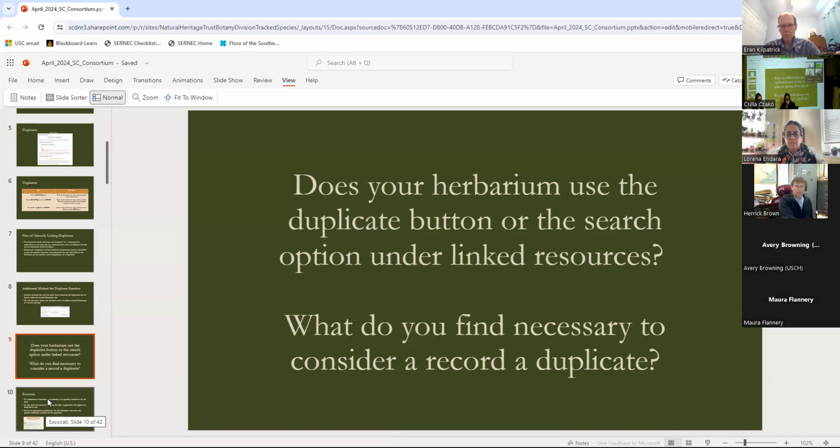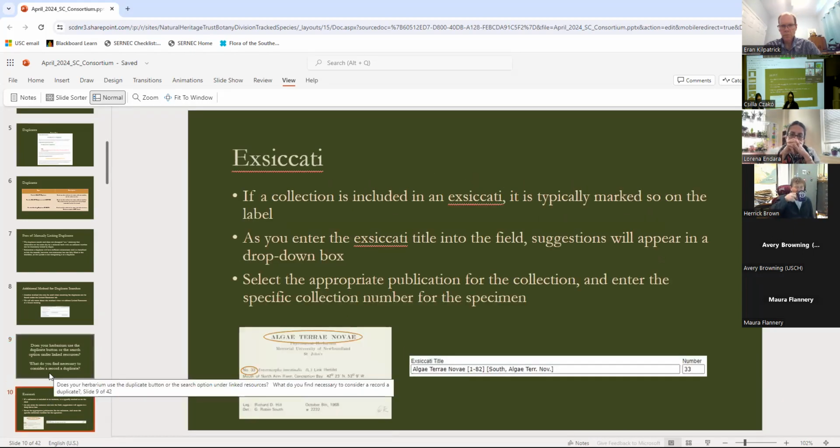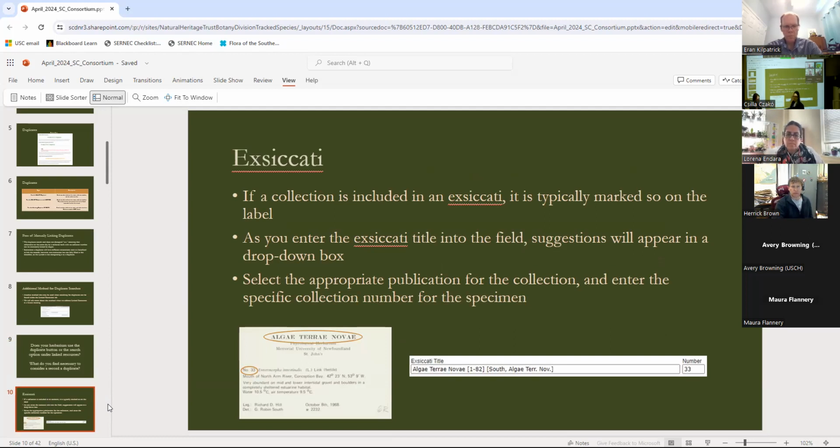Okay, I'm going to go on to the next one. In the Exsiccatae field, collections are usually marked for this on the collection label. When you start to type into the field, suggestions for an Exsiccata will appear in a drop-down box. You select the appropriate title and enter the specific collection number in the number field to the right of that. We have an example here from the algae collection for Algae Terrae Novae.